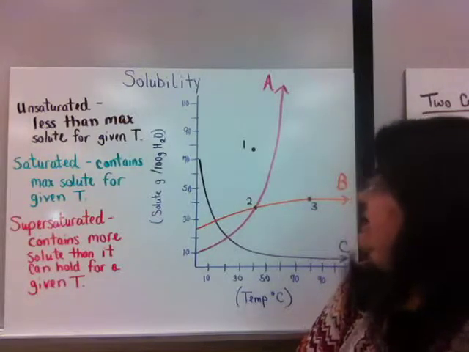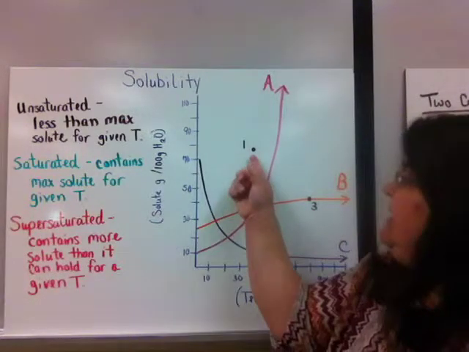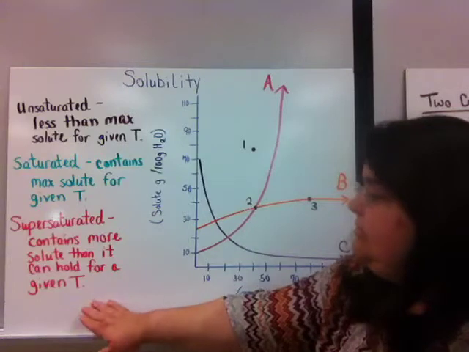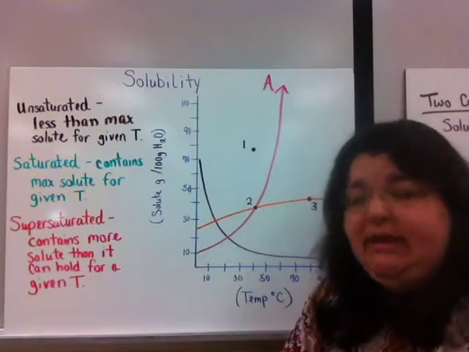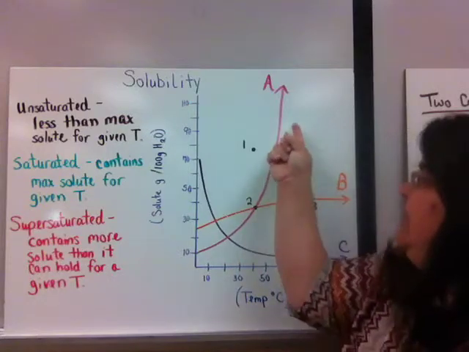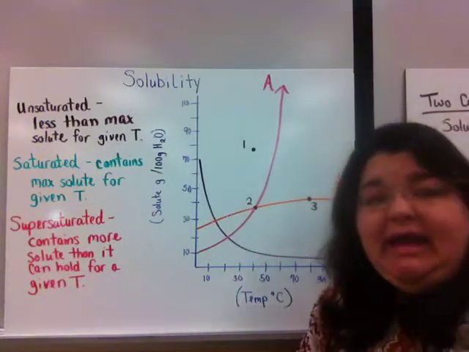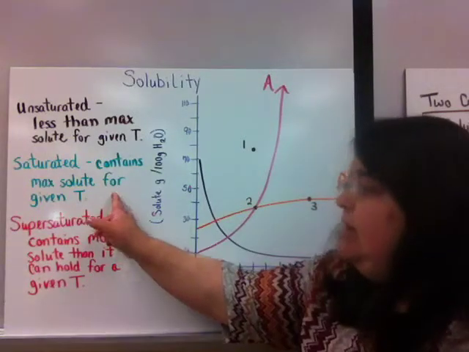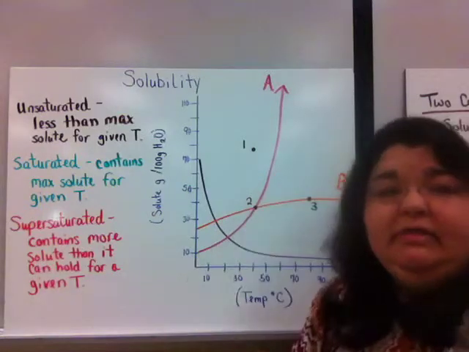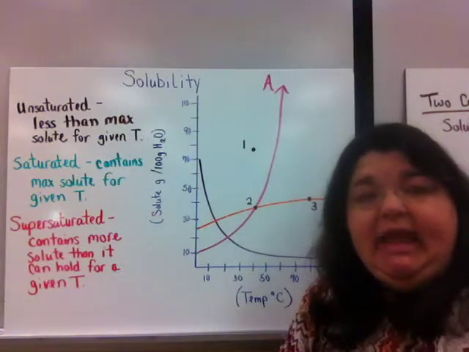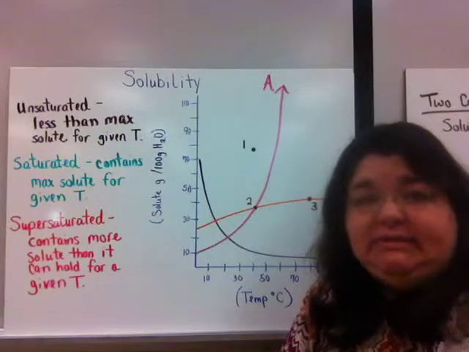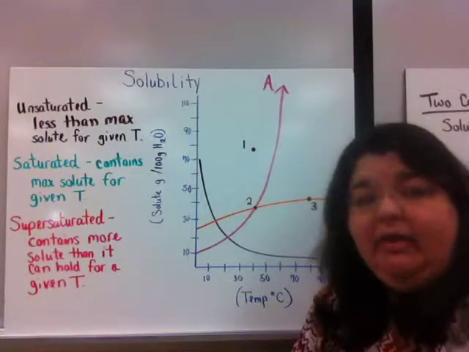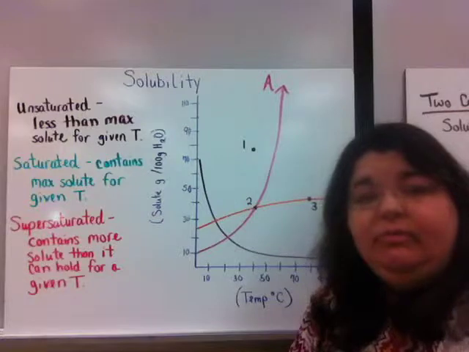Well, that solution would be supersaturated because this point is above line A. It contains more than it can hold. Now, any point on a line is considered the line of saturation, so any point on that line is the saturation point. Anything above the line is supersaturation, and anything below the line is unsaturated. Now, be careful to compare the point to the correct line.